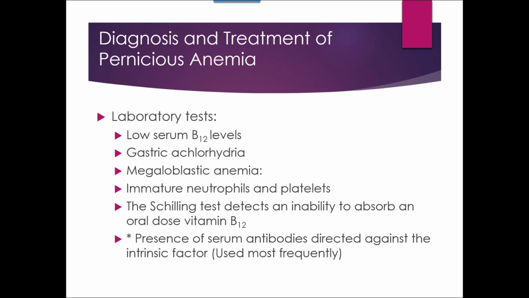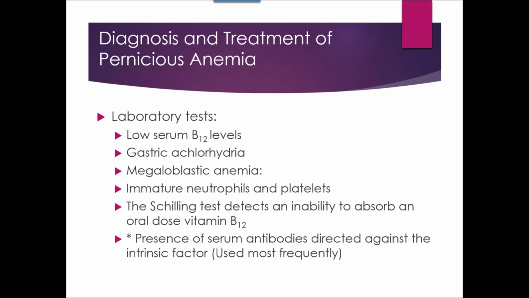So the laboratory tests involve looking at the serum levels. We're looking for low serum B12 levels, of course, and then gastric achlorhydria. So there's a lack of hydrochloric acid. People also will show megaloblastic anemia, which means that basically they have these abnormally large red blood cells, which show nuclei in them because of these issues that they're having in the bone marrow stem cells. They'll also show immature neutrophils and platelets.